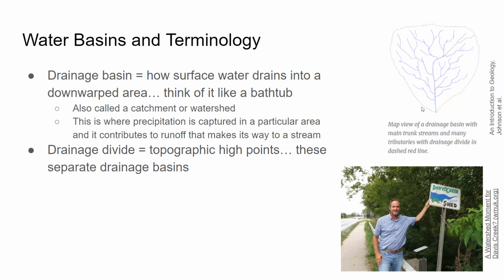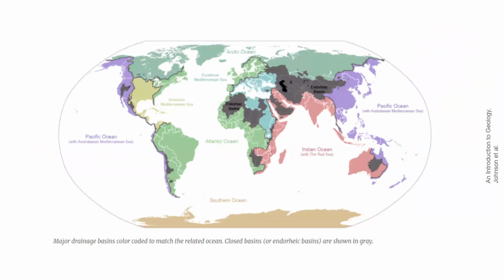In this image in the upper right, taken directly from one of your books, this is what a drainage basin looks like. You see these smaller streams around the outskirts. They're all feeding in like branches on a tree into this main branch here that eventually makes its way to the ocean. And I've included this map to highlight the different major drainage basins throughout the world.